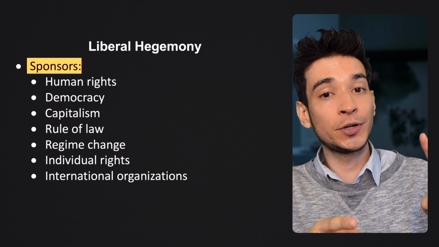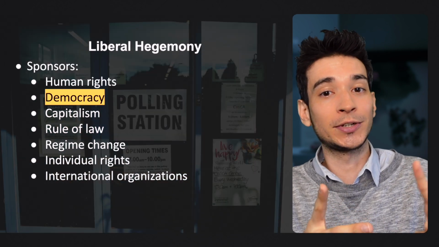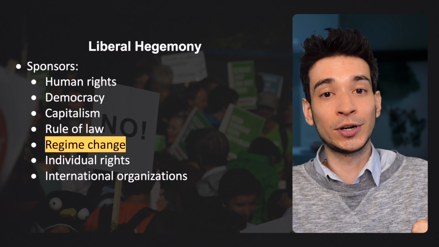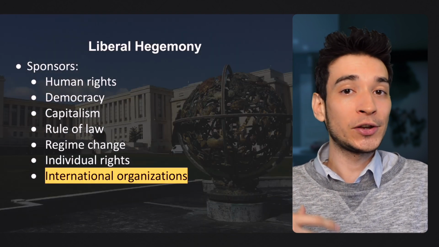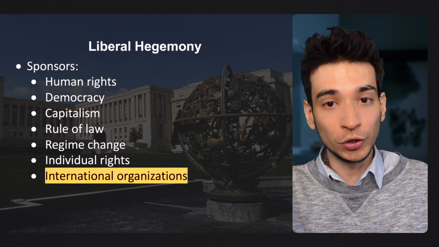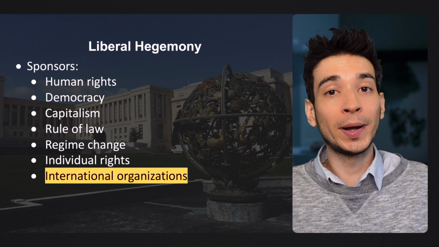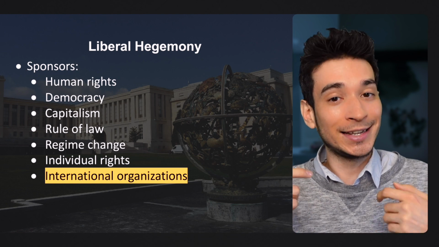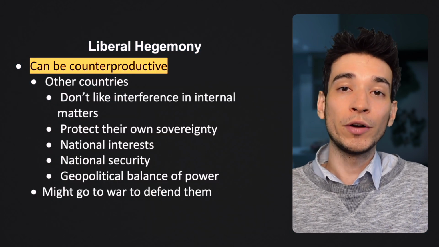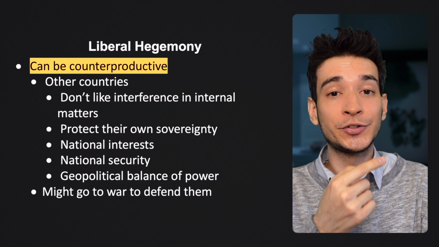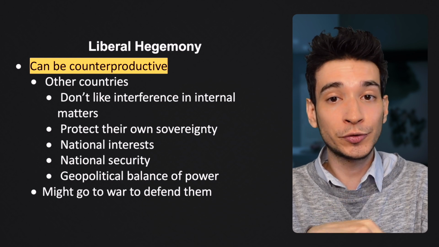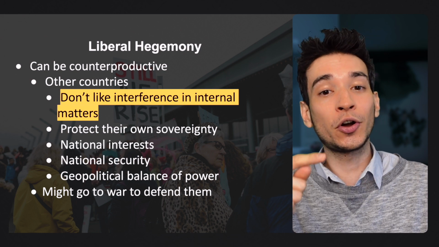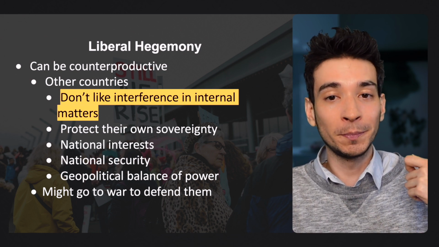So it sponsors human rights, democracy, capitalism, rule of law. It's in favor of regime change, individual rights, and international organizations around the world. So it believes that most of humanity shares these American values, and therefore it will be an easy task to fulfill. However, this policy of liberal hegemony can sometimes be counterproductive, because countries don't like it when another country interferes with their internal matters.